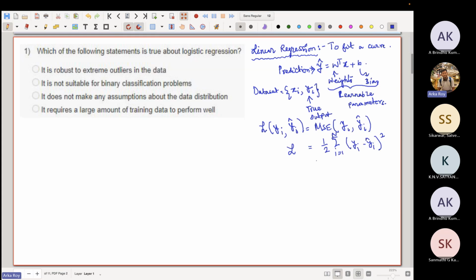In the next step, you can optimize the weights by taking del L by del W. Whenever you take del L by del W, you can see there is a squared term, and when you take the derivative, the 2 will come over here. So this 1 upon 2 and the multiplication by 2 will cancel each other. This is what basic linear regression means.